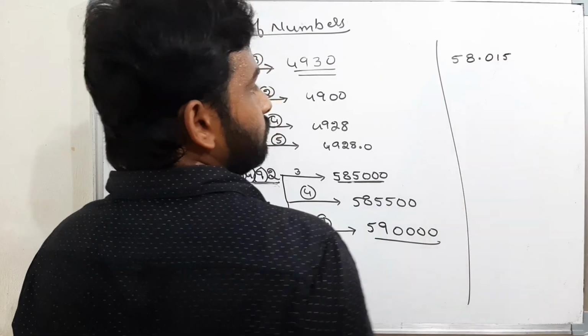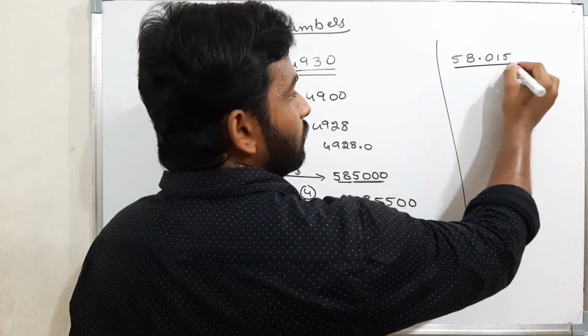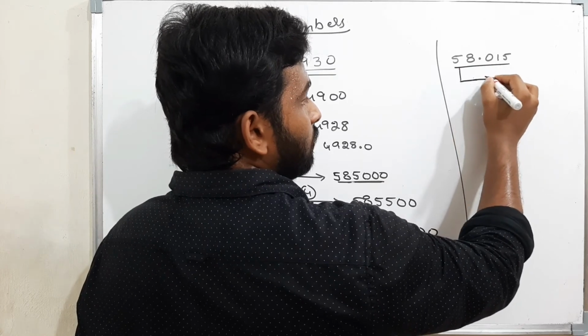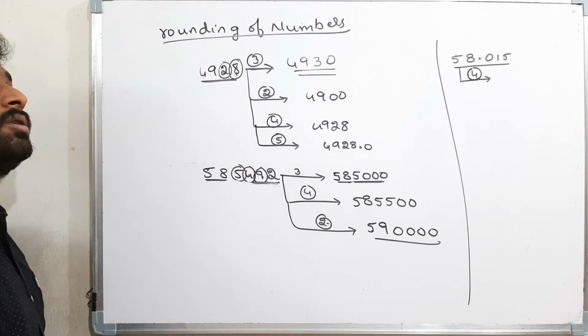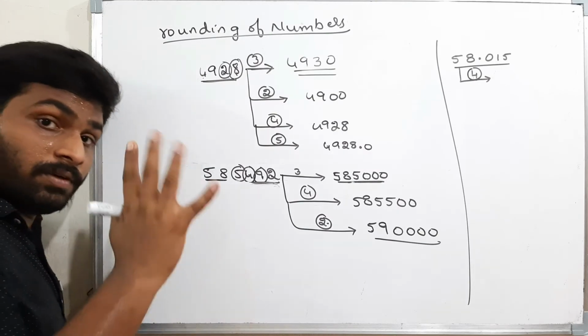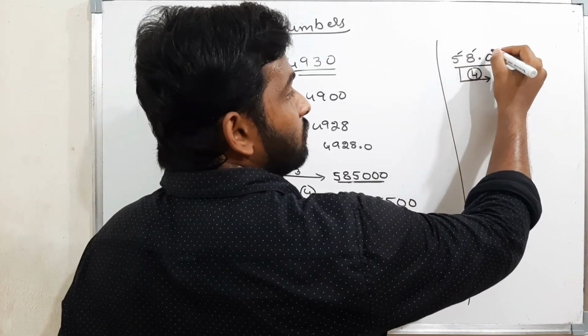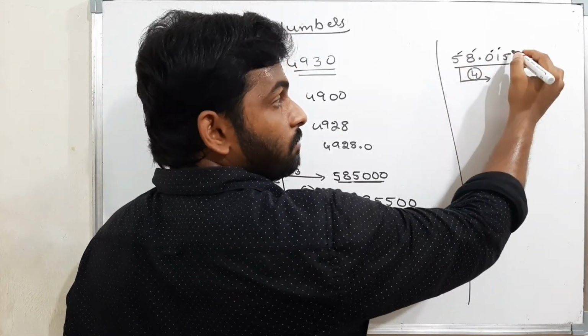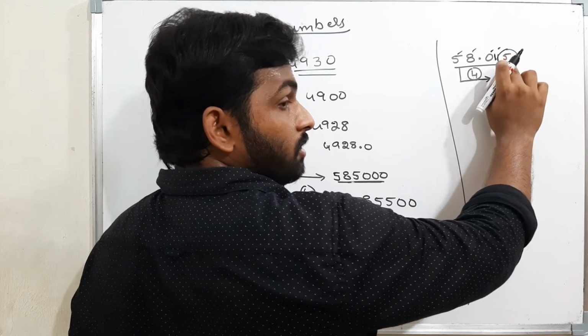58.015. Now they told us to round off this number to 4 significant figures. If I want to round off to 4 significant figures, what do I have to take? 5801 is enough. That means I have to round off the 5. If I am rounding off 5, it is equal to 5.